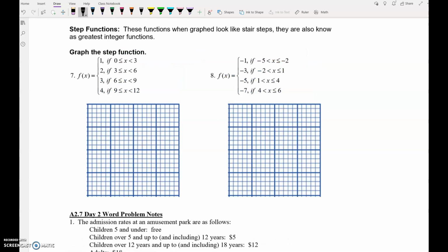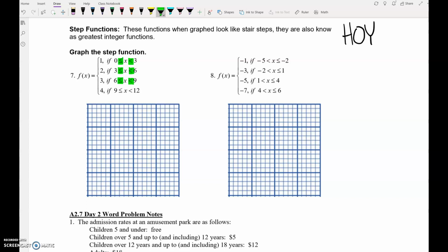Step functions are basically a whole bunch of horizontal lines. This thing, f of x equals 1, 2, 3, or 4. That's like y equals 1, y equals 2, y equals 3, and y equals 4. So we're going to have 4 horizontal lines between specific intervals. So when x is between 0 and 3, we're going to be on that horizontal line at a y value of 1. Let's look for a minute at our symbols.